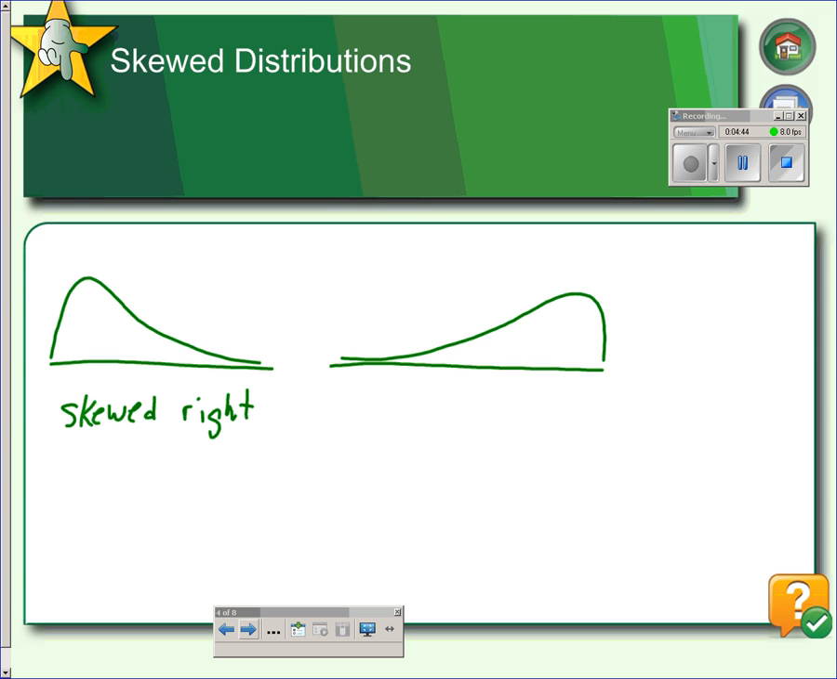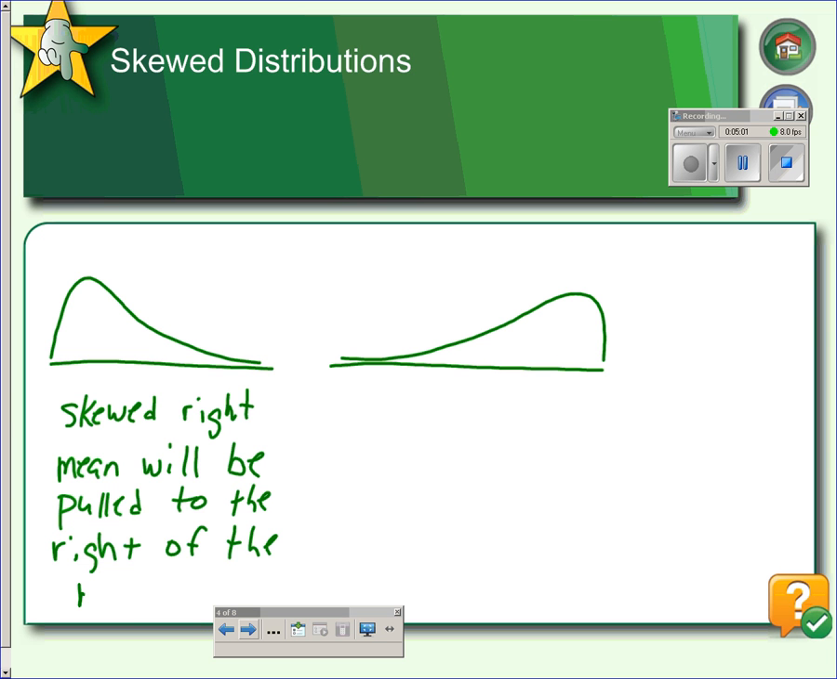When a distribution is skewed right, it means that the mean will be pulled to the right of the median. That's what it means to be skewed right. So this other distribution is skewed left. That means that the mean is to the left of the median.